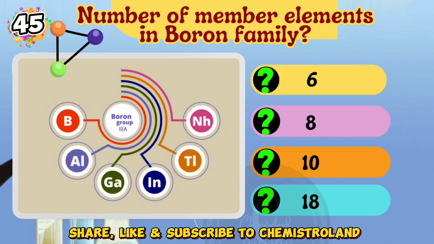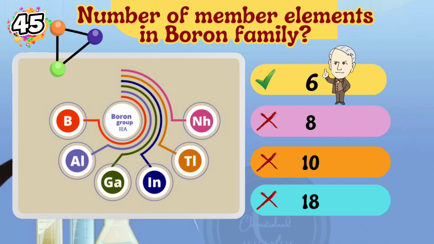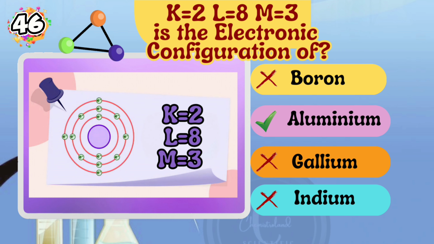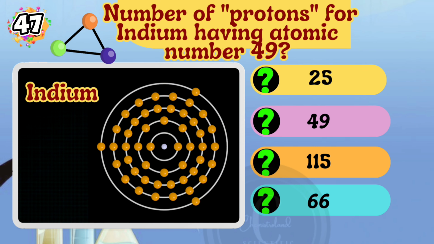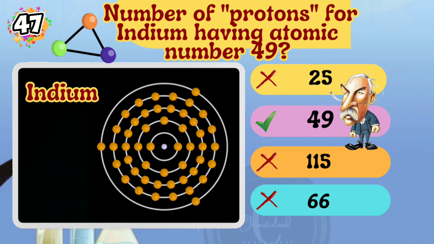Any guess about the number of member elements in boron family? It is having 6 members. K2, L8, M3 is the electronic configuration of aluminium. Great, it's aluminium. Number of protons for the element indium, having atomic number 49, are 49, same as atomic number.